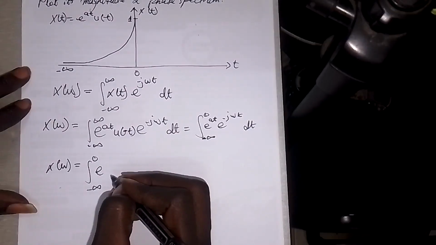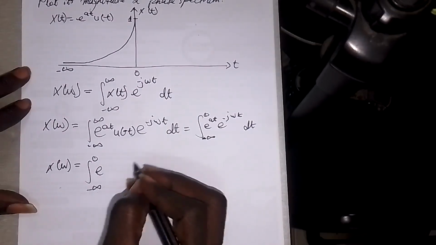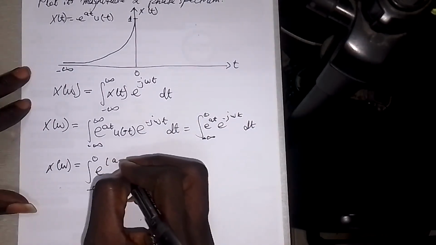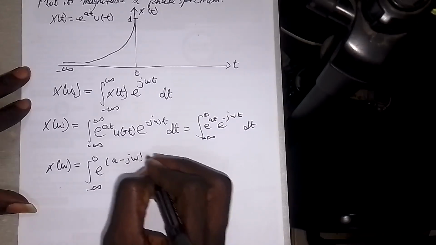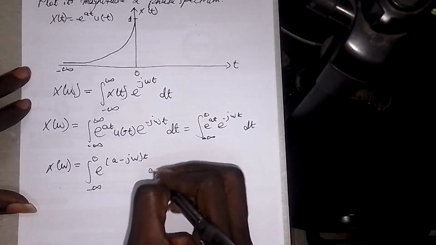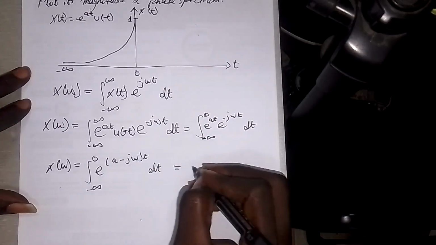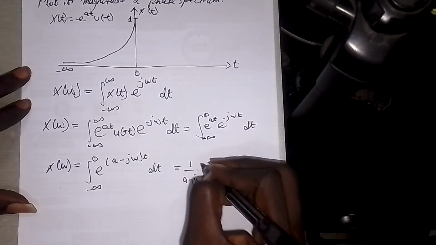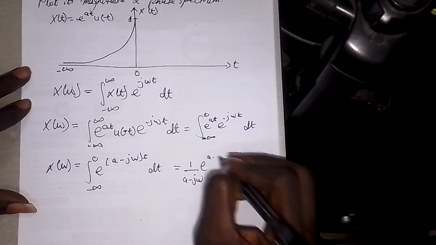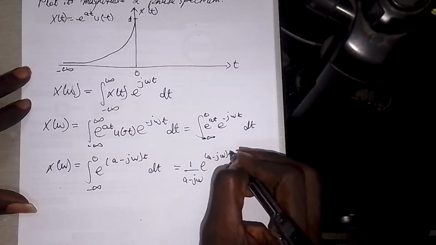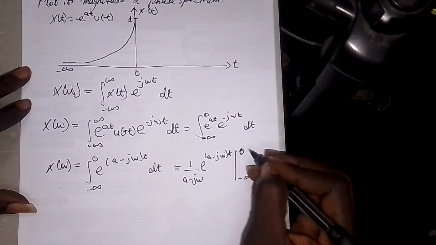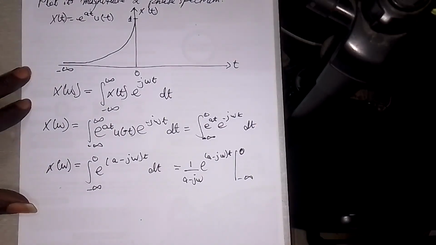So I can have e to the power of a minus j omega, that simplifies here to e to the power of a minus j omega times t dt. So if I simplify this one, I'll get 1 over a minus j omega times e to the power of a minus j omega times t, from minus infinity to 0. Okay, so this is what I am going to have in this particular signal.